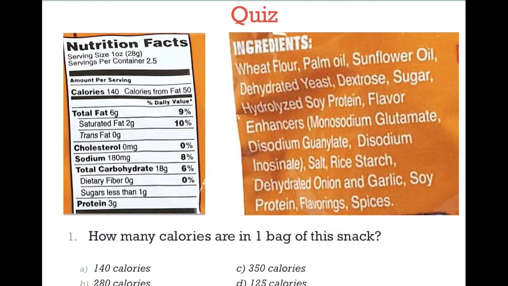Now it's time to quiz what we have learned. In this quiz, we will be using a food label of Osem Bisli barbecue flavor snack just as an example to answer some questions and see how many we actually get right. So here's my first question. Number 1, how many calories are in one bag of this snack?